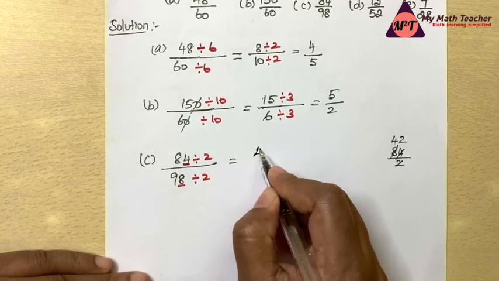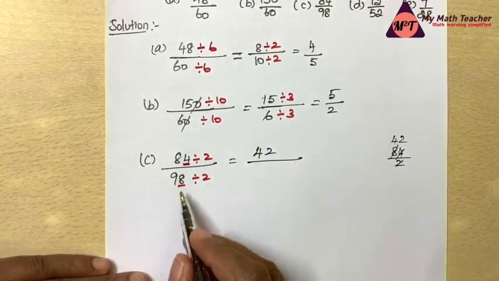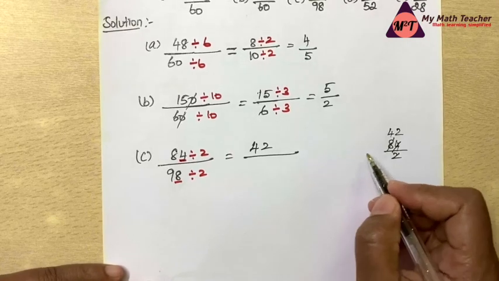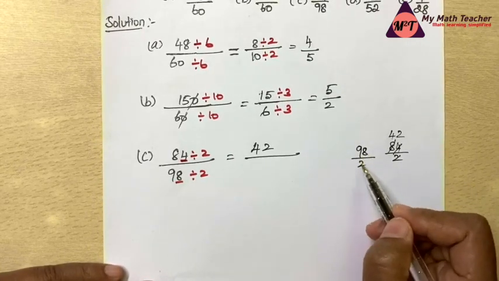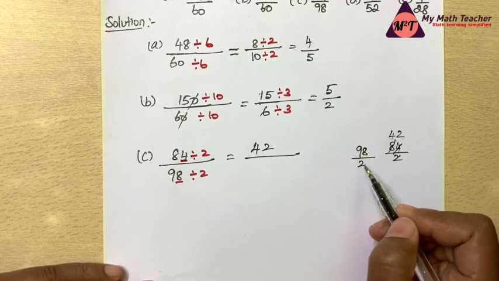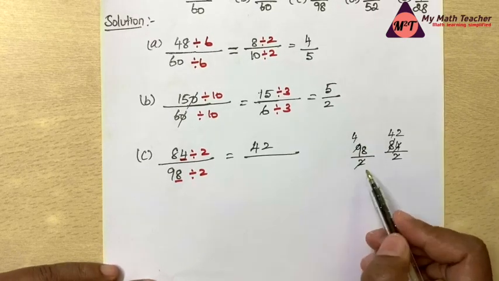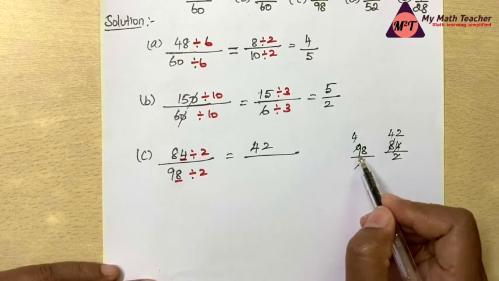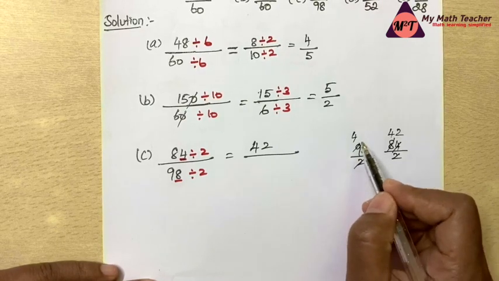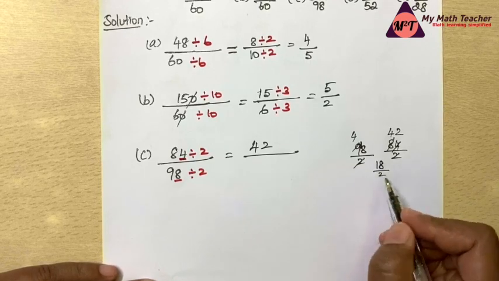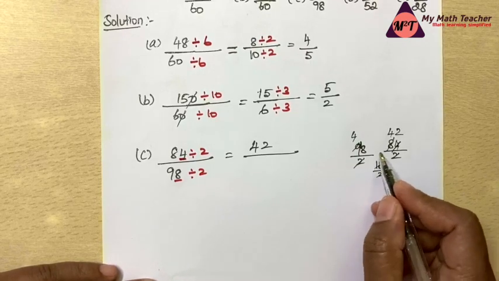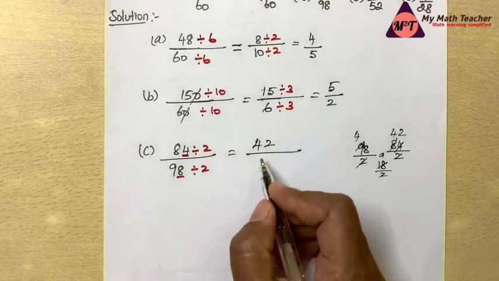Answer is 42 here. In the same way, let us do it for 98 divided by 2. Now, how many 2's are there in 9? We have 4 because 4 2's are 8. Now, there is one remainder. Just write it like this in front of this. That is 18. 18 divided by 2. How many 2's will be there in 18? It will be 9. So, answer is 49.